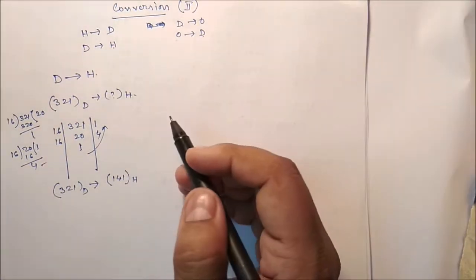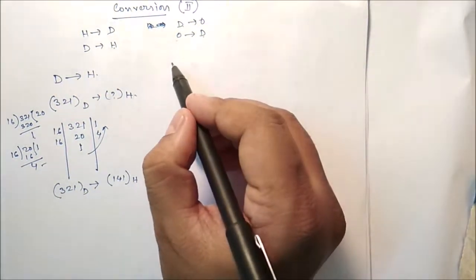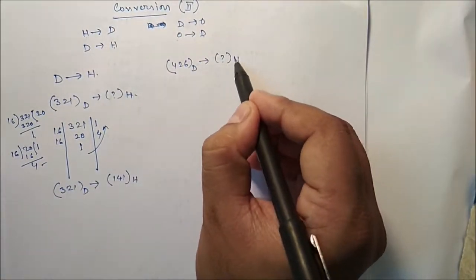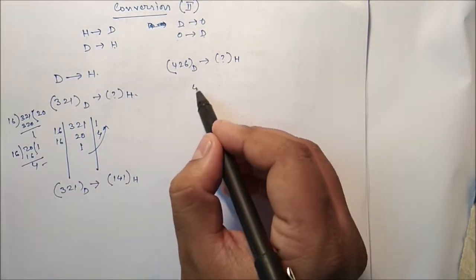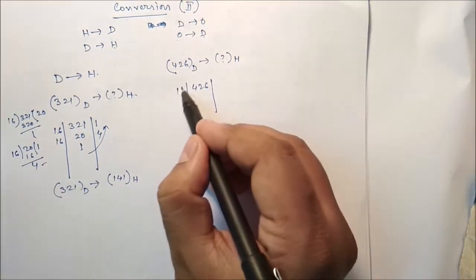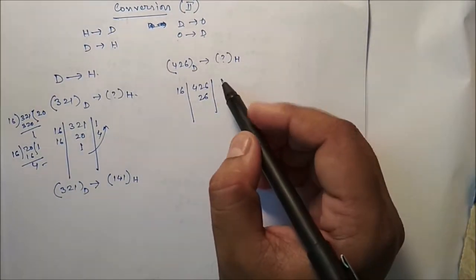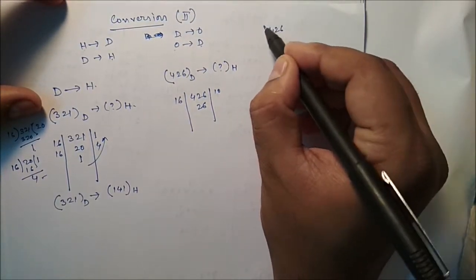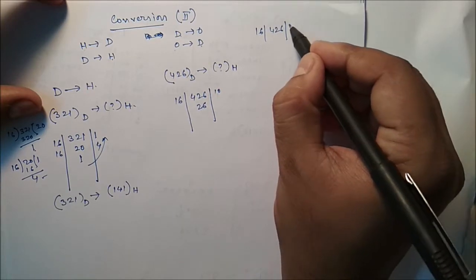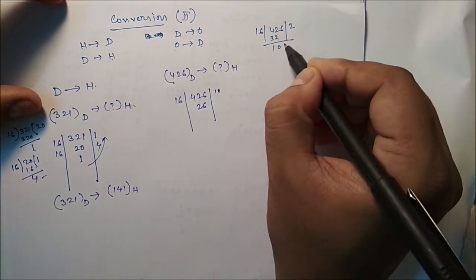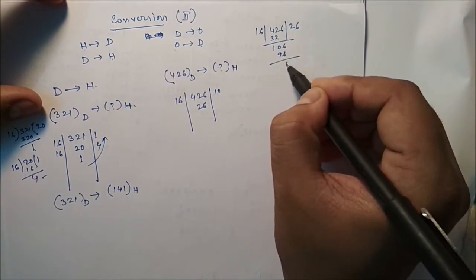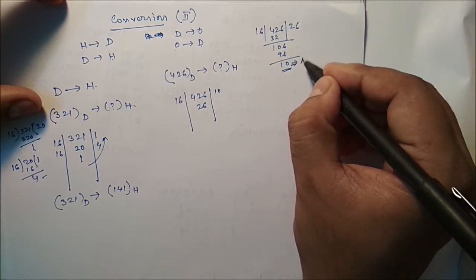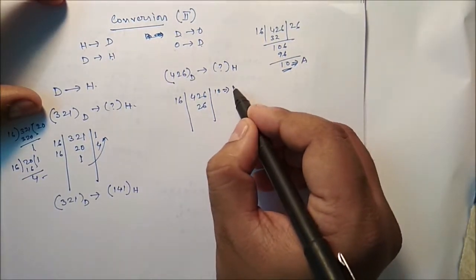Now we can check another example. Suppose a number is 426, in decimal. We have to convert this into hexadecimal. 426 divided by 16, the quotient will be 26 and the remainder will be 10. But 10 is not a single digit, so we convert it into hexadecimal notation, which is A.